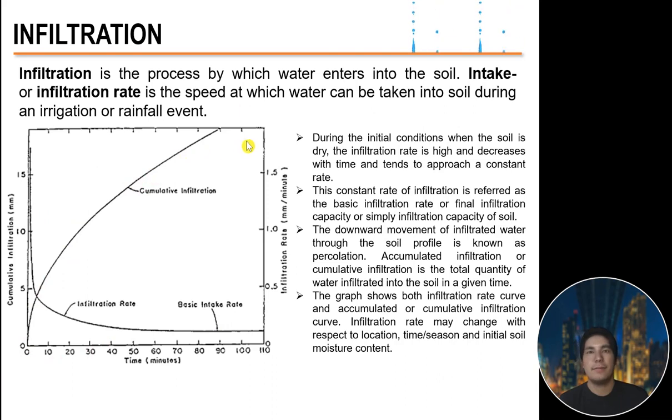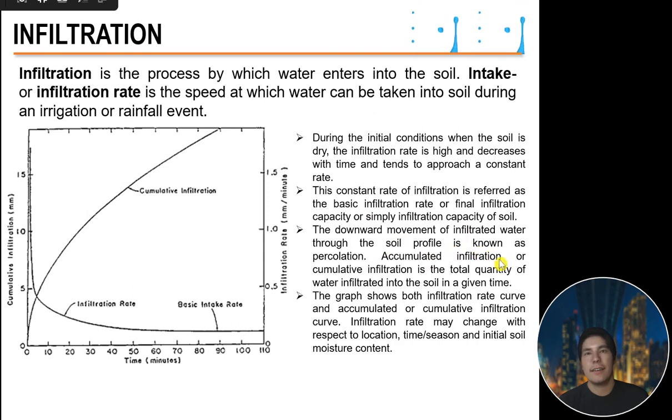Based on the graph, during the initial condition, when the soil water is dry, the infiltration rate is high and decreases with time and tends to approach a constant rate. This constant rate of infiltration is referred to as the basic infiltration rate or the final infiltration capacity, or simply the infiltration capacity of the soil. The downward movement of the infiltrated water through the soil profile is known as percolation.